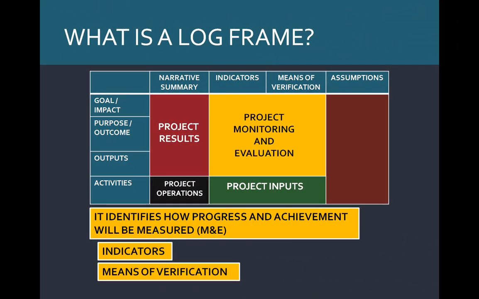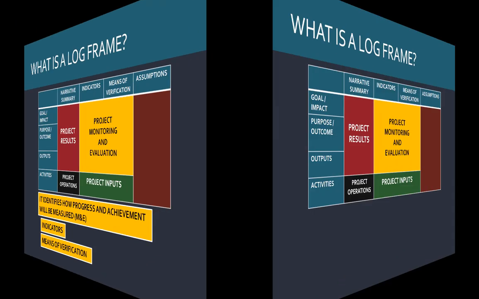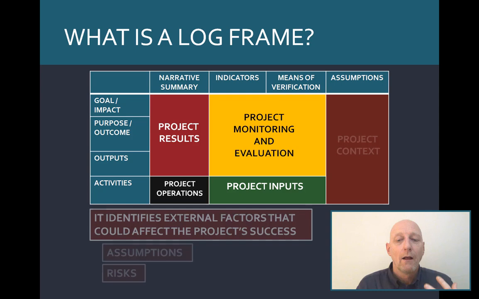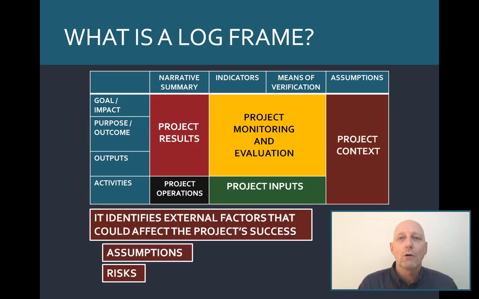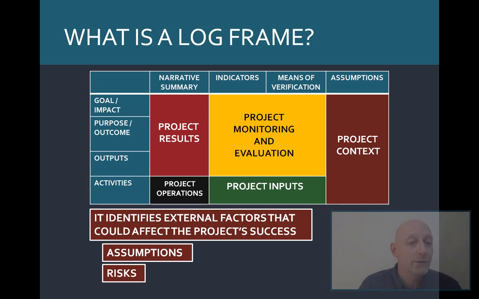Through the indicators and means of verification, the log frame identifies for us how we're going to measure our progress and achievement of results, the monitoring and evaluation, indicators and means of verification. And in the fourth column we have the external factors, the project context, things that could affect the project's success, such as our assumptions and our risks.